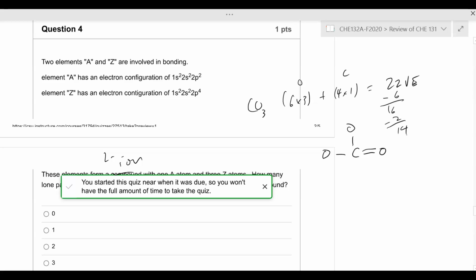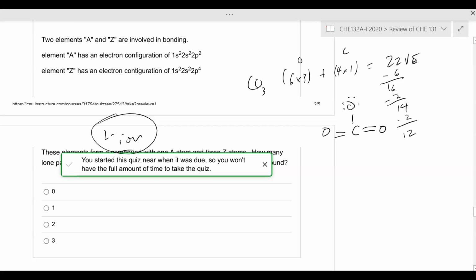Now I need 6 around each of the other 2 oxygens and 4 around the oxygen with the double bond. That's 14. So no, it's not. That's 16. So I have to draw another double bond, which breaks the rules for carbon. That's the problem with this structure. So that's 12. And so, yeah, this is just not going to work. So that's a mistake on my part. It should have been a 2 minus ion, so I'll give you credit for that.